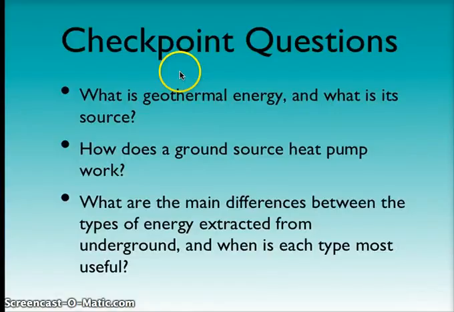That's it on geothermal energy. Pretty quick today. So checkpoint questions. What is geothermal energy and what is its source? How does a ground source heat pump work? And what are the main differences between types of energy extracted from underground? And when is each type most useful?